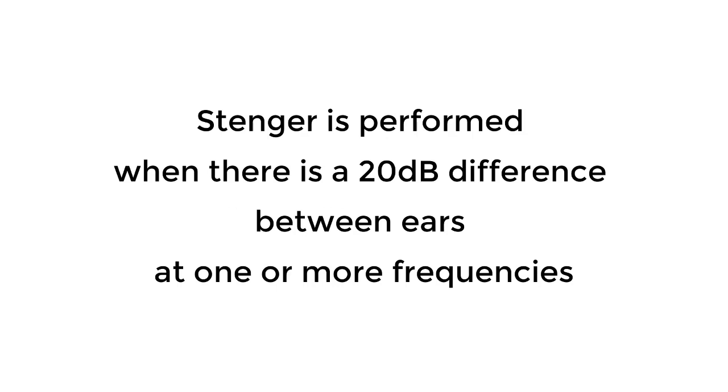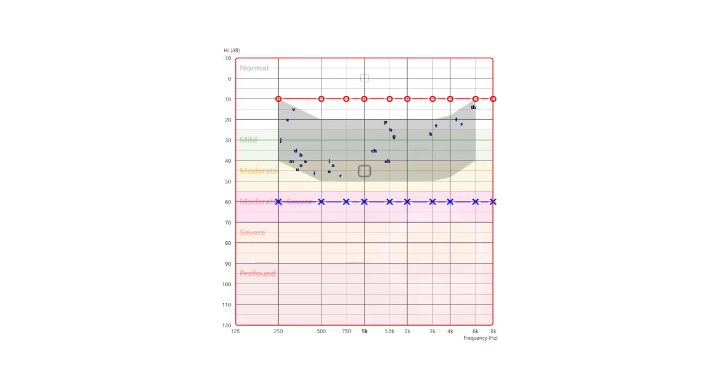The Stenger is performed when there is a 20 decibel difference between ears at one or more frequencies. In this example here, you can see on the audiogram that the right ear is the better ear and it has 10 decibel thresholds. The left ear is the poorer ear and that has 60 decibel thresholds.